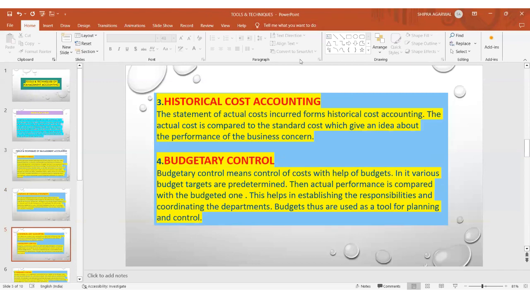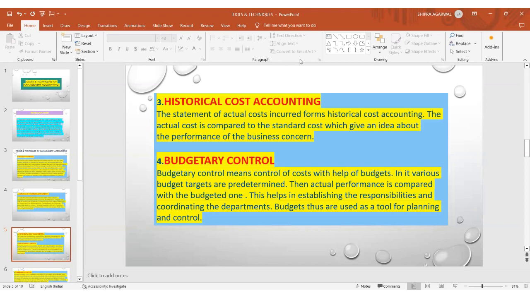Then we have historical cost accounting. Now, see, when you are talking about the actual cost that you have incurred, that becomes a part of historical cost accounting, because whatever cost you have incurred, you are just calculating that. That is known as historical cost, right? So in this case, the actual cost is compared to the standard cost, which will give you an idea about the performance of the business. That means where you stand. Because if you are calculating your cost, say for example, it should be 120, but your cost is 150.